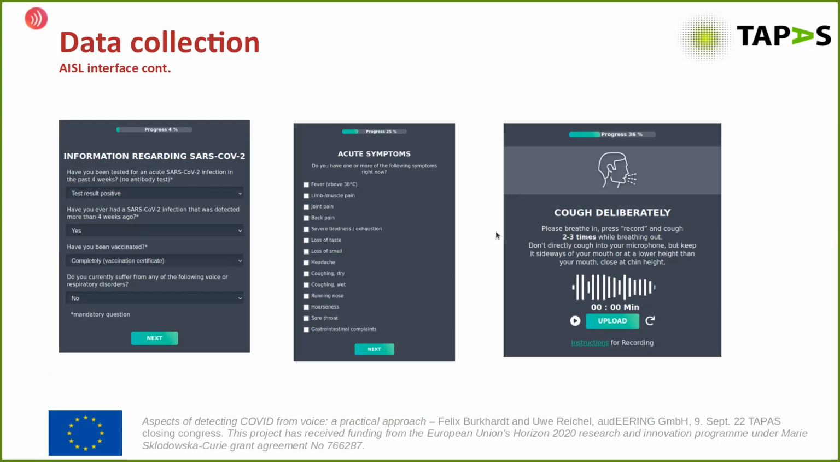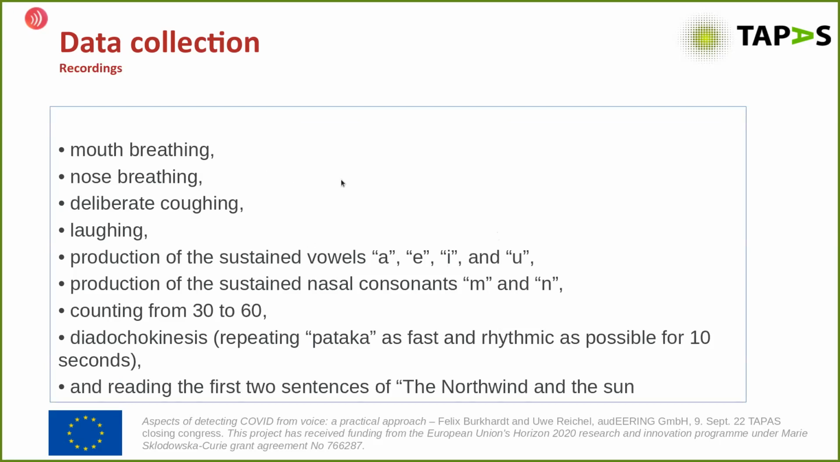And it's the next slide actually. So we asked for mouth breathing, nose breathing, deliberate coughing, laughing, sustained vowels, obviously. So R, E, E, nasal. And counting, so even in the fast way, to get you out of breath, pataka stuff, and reading 2 sentences, the famous North Wind and the Sun. So I think most phoneticians know that.